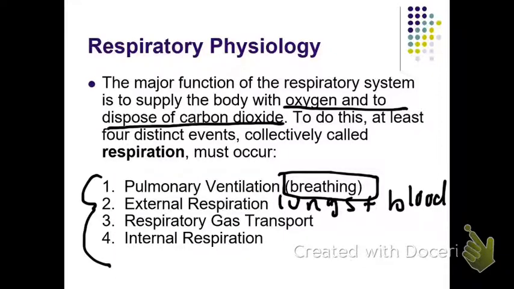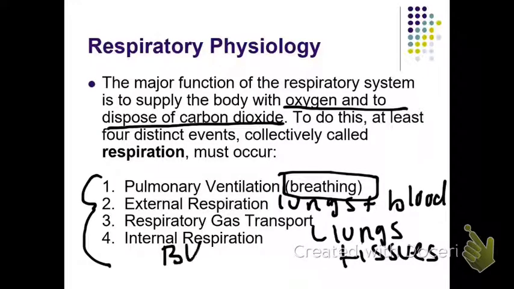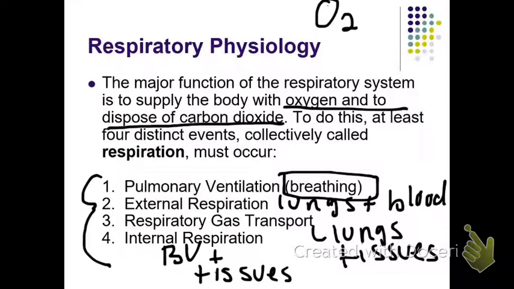The third step is the respiratory gas transport, which is the transport of oxygen and carbon dioxide between the lungs and the tissues. And then finally, we have internal respiration, which is the gas exchange between the systemic blood vessels, which I will label BV, and the tissues. Now, just for your reference, whenever we say gas exchange, we're always talking about oxygen and carbon dioxide.